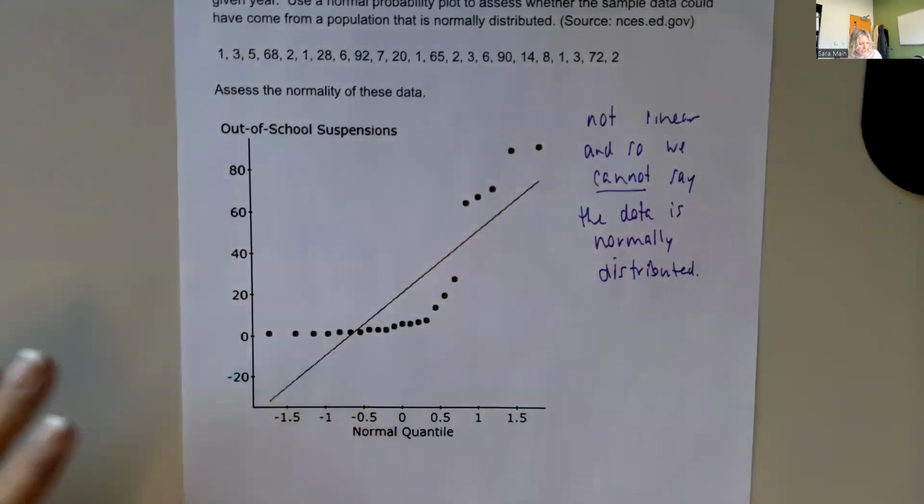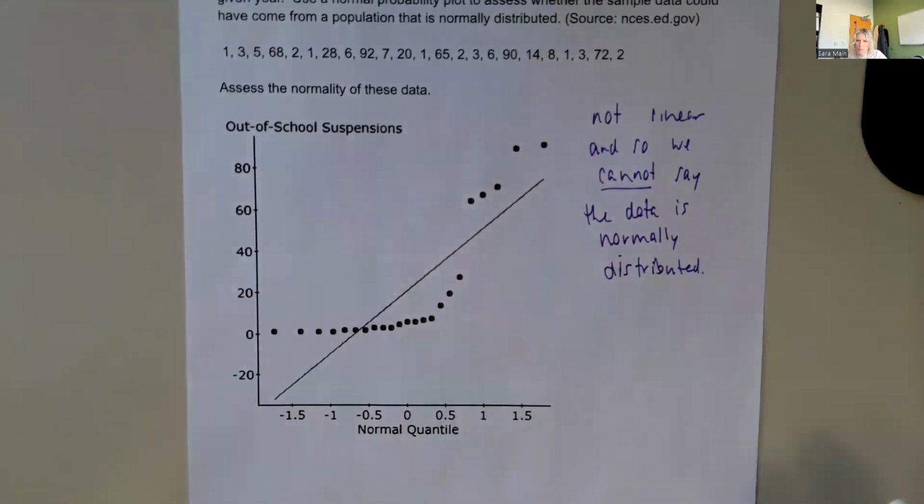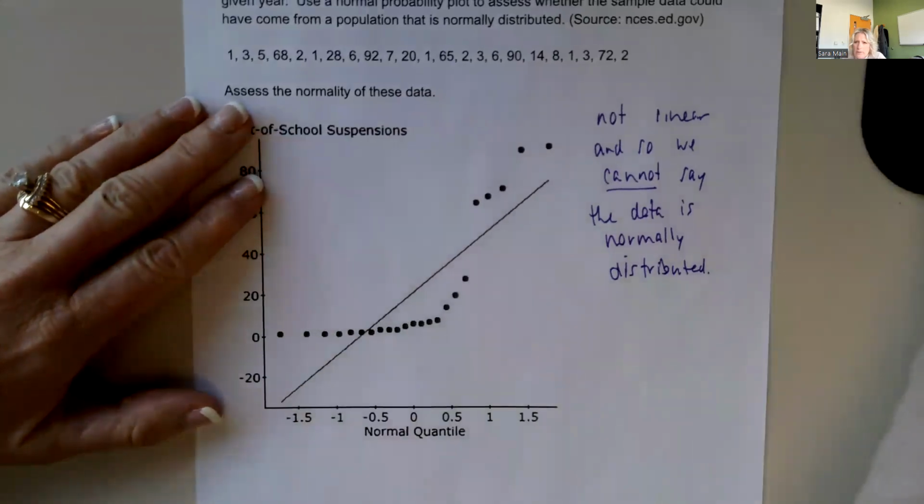And again, being able to look at these probability plots is going to be important in the later chapters of 8, 9, and 10.